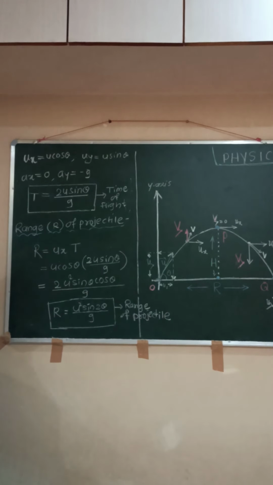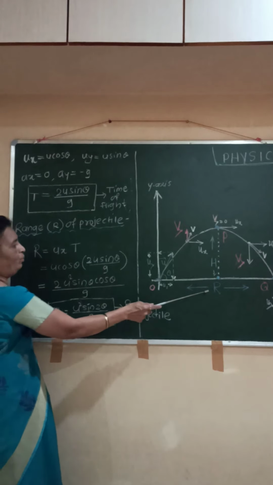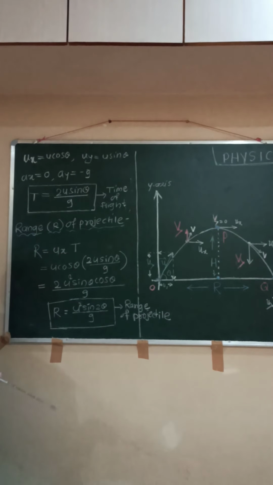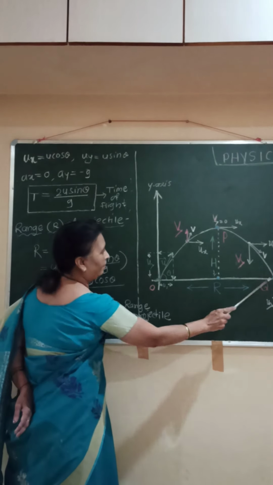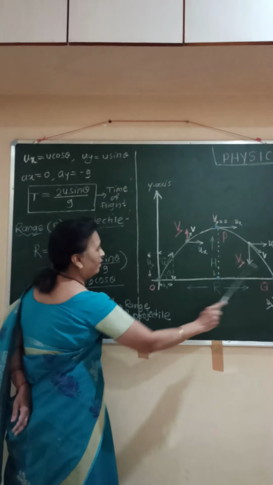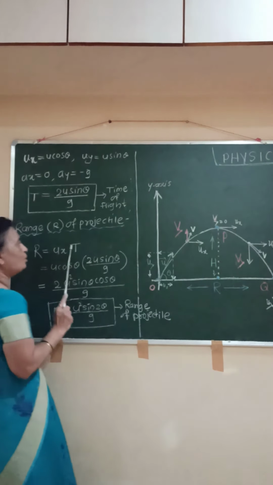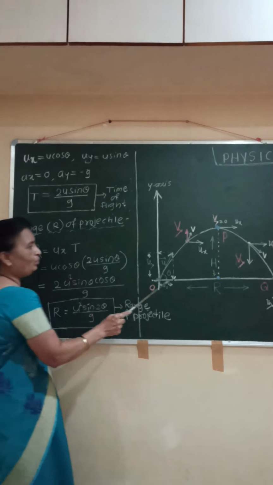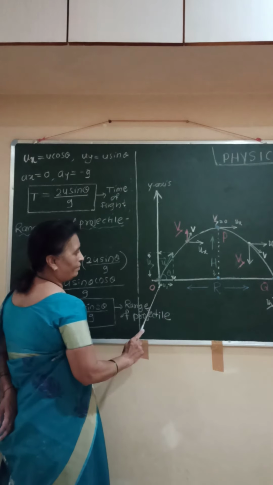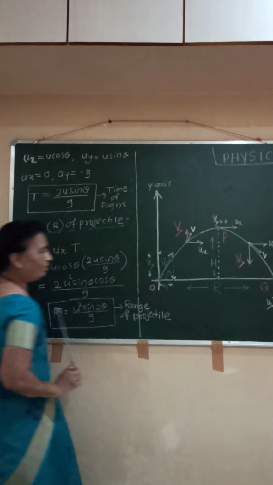Then if we want to find this range, which formula do we have to use? Range is the distance, and distance is what? Velocity into time. And to cover this distance, that means to cover this range, the time taken by the projectile is what? The time of flight of the projectile. Right? Along the x direction we have to find this distance. That means we have to find the horizontal distance.